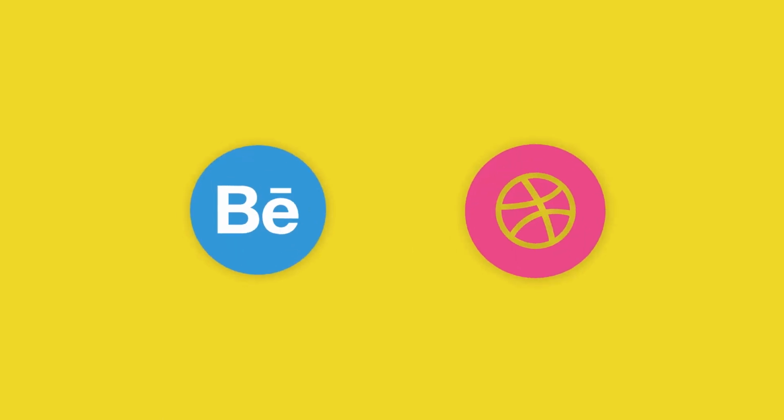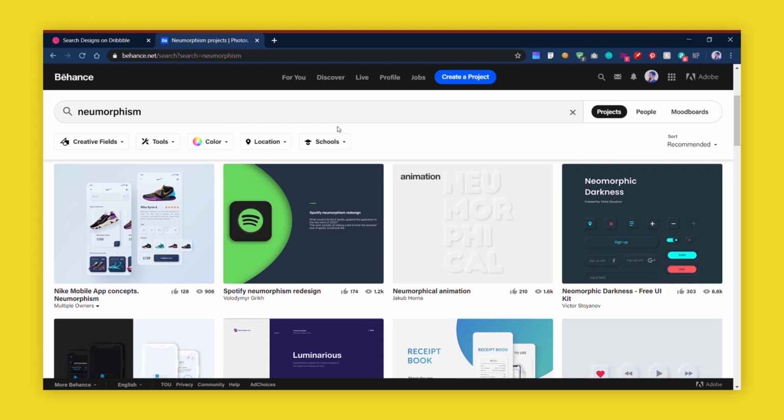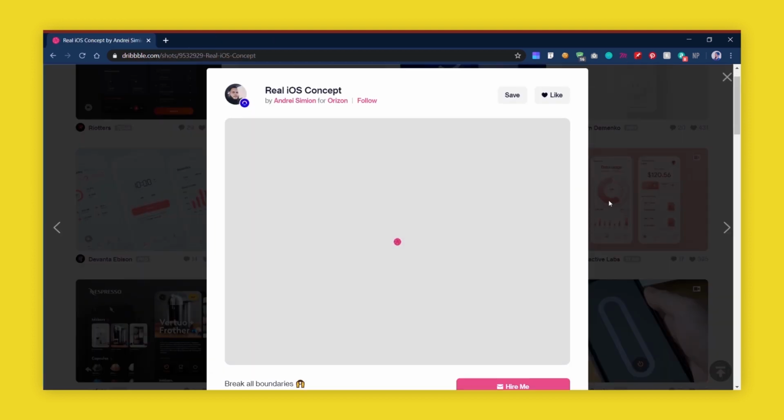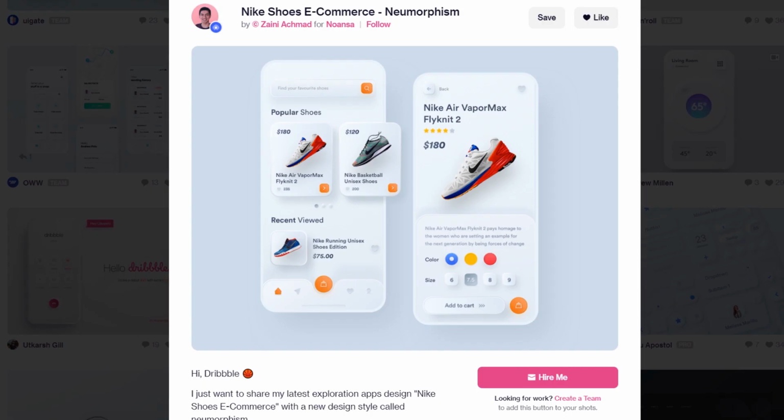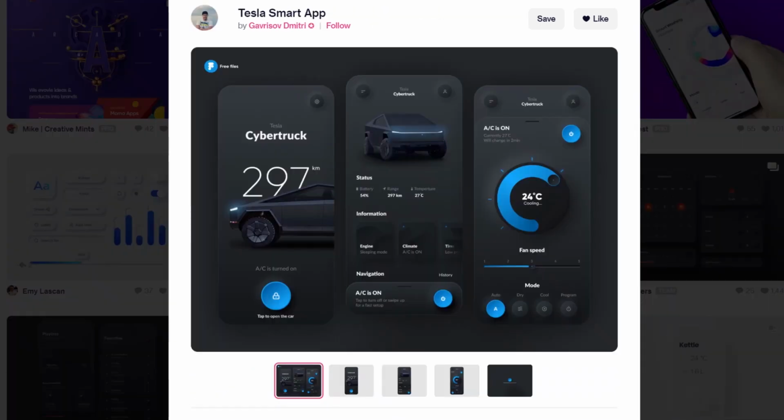Neumorphism has received considerable attention in the past few months. Chances are, if you're following UI trends, you may have come across any number of designs on Dribbble or Behance. The bigger question is, why haven't we seen this trend actually be implemented?